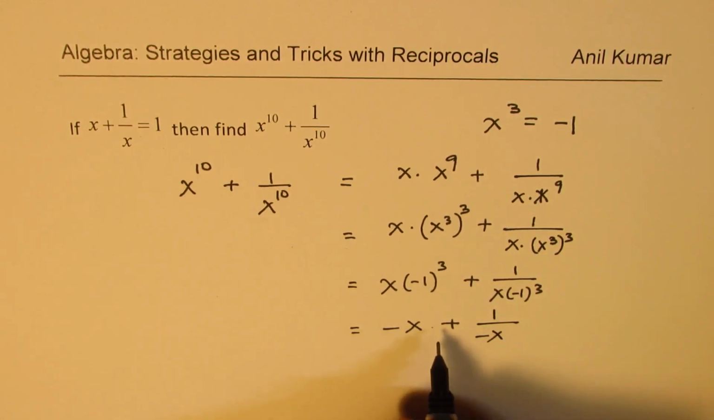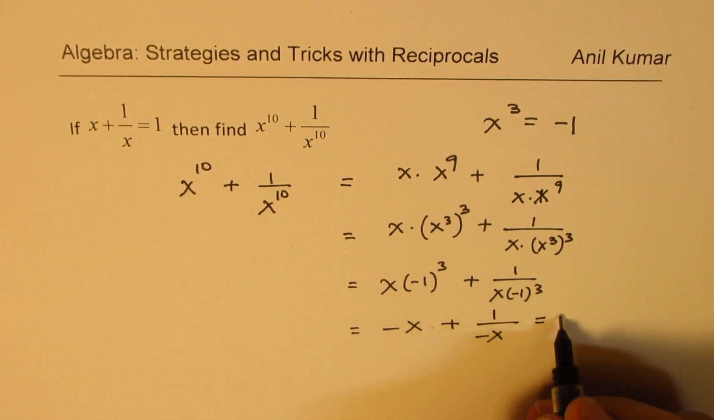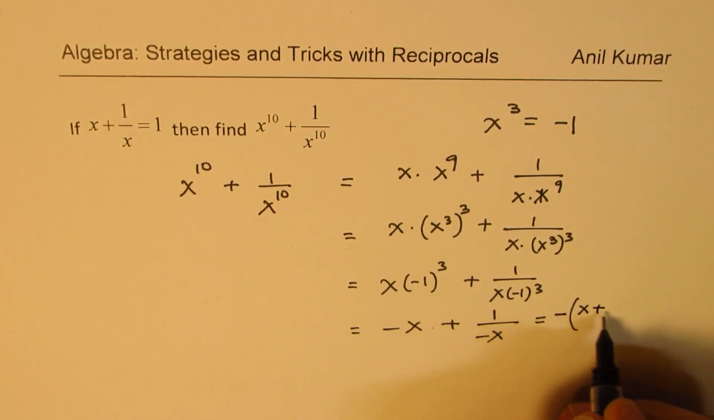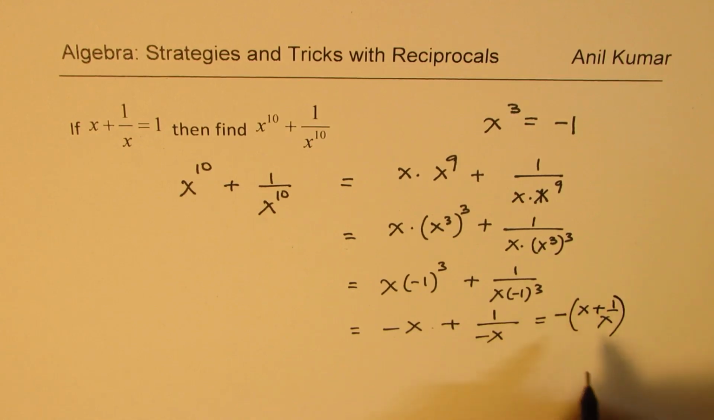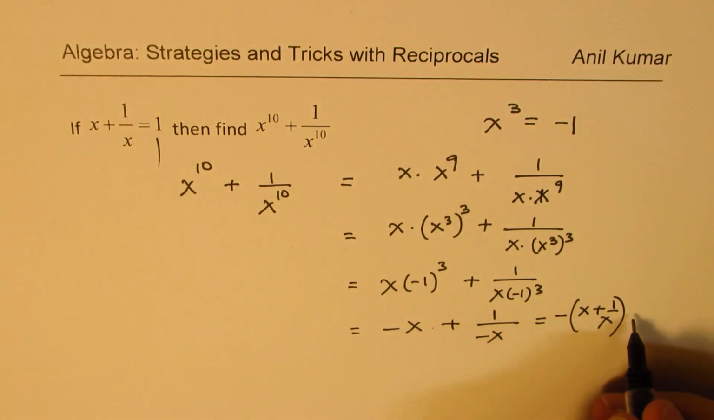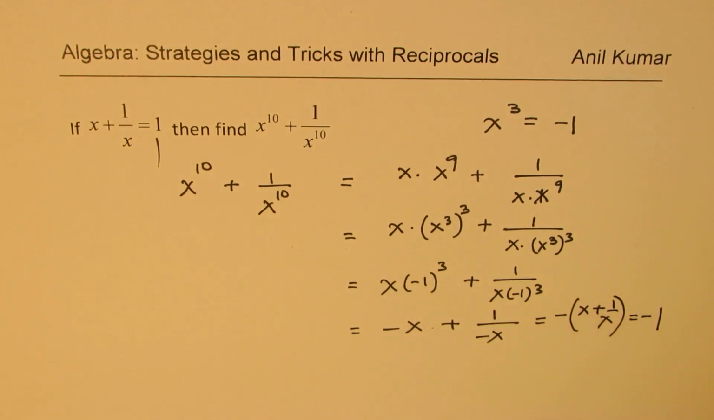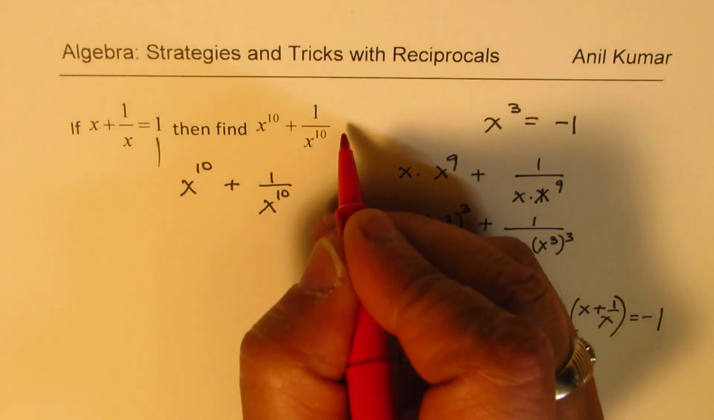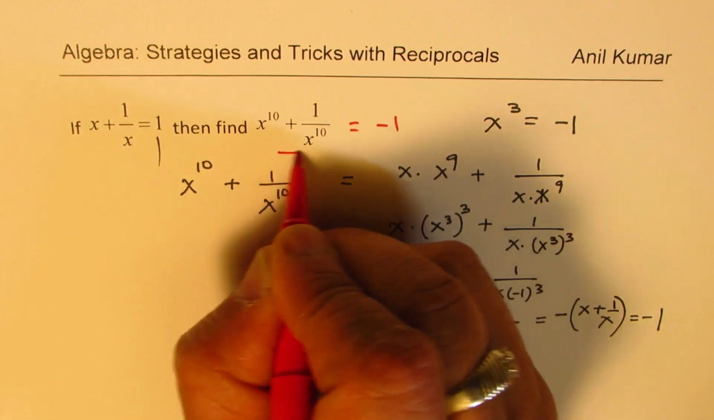Well, this is equal to what? This is simply equal to negative of x plus 1 over x. And we know what x plus 1 over x is. It is equal to 1. Therefore, we get negative 1 as our answer. Does that make sense to you, right? So we get negative 1 as our answer. So that is how you're going to get the value of this question also.